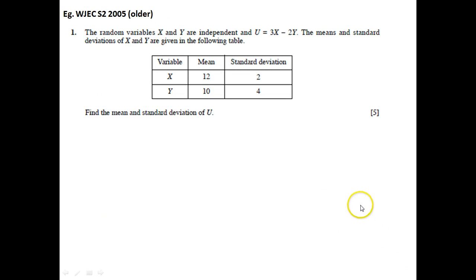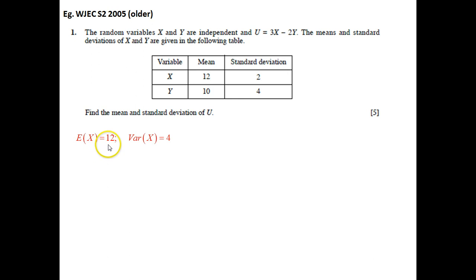Let's have a look at a few examples. The random variables x and y are independent, and u is the combination 3x minus 2y. The mean and the standard deviation of x and y separately are given in the table. Find the mean and the standard deviation of u. So we have a combination.